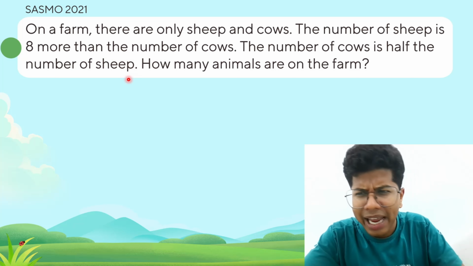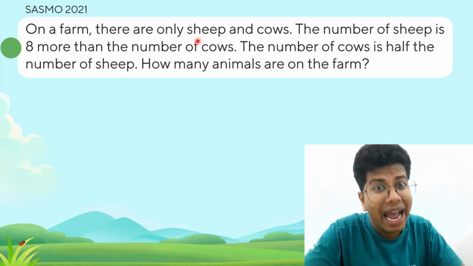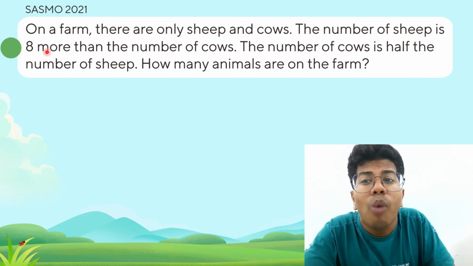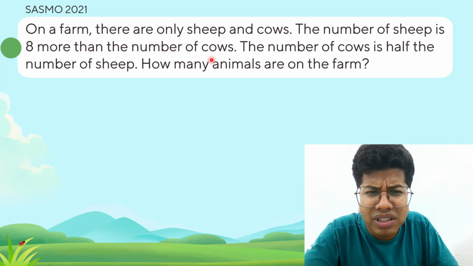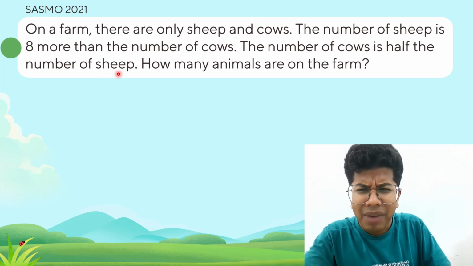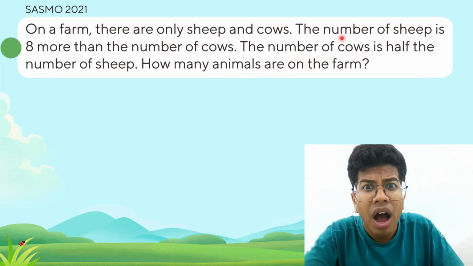This question says, on a farm there are only sheep and cows. The number of sheep is 8 more than the number of cows. The number of cows is half the number of sheep. How many animals are there on the farm?